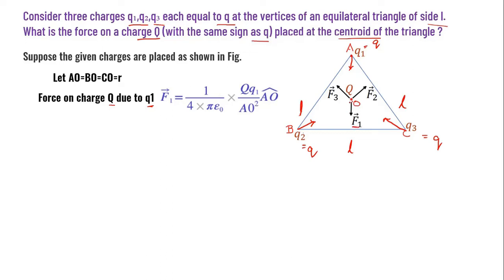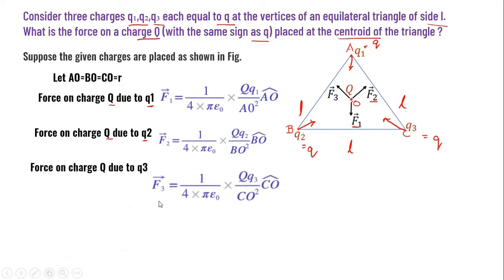Its magnitude we can find with the help of Coulomb's law, which will be 1 upon 4 pi epsilon naught, Q Q1 upon AO square, where AO is the distance between the two point charges. Here we have taken it in general notation. After that we will put in the respective values, and AO with a cap is the unit vector pointing from A to O. Similarly, the force on charge capital Q due to Q2, which is at point B, will be a force F2 in this direction, 1 upon 4 pi epsilon naught, Q Q2 upon BO square, because the distance between Q2 and capital Q is BO, and its unit vector will be along BO.